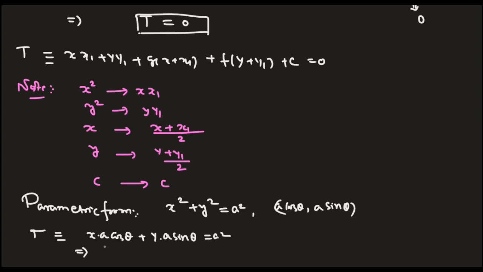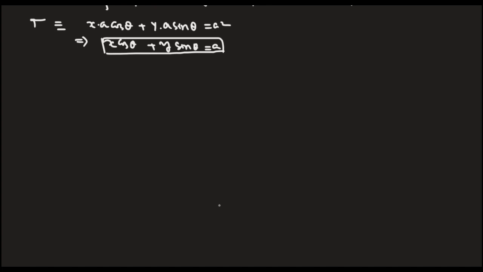So now this will be what? A cancels out, x cos theta plus y sin theta, which is equal to a only. So this is the parametric form of the equation of the tangent to the circle. So parametric form we can easily calculate for the tangent. Now we are going to calculate the slope form. So the next form for the tangent is known as slope form.